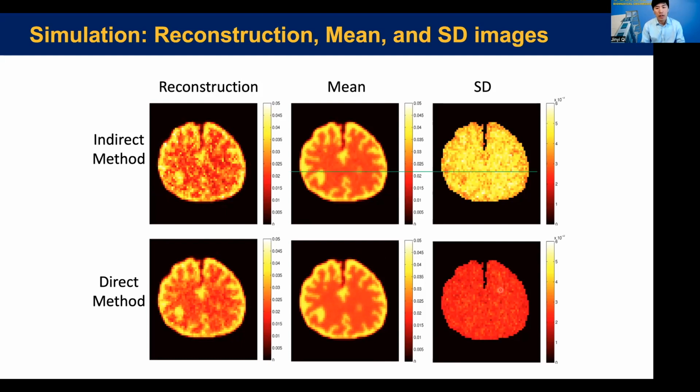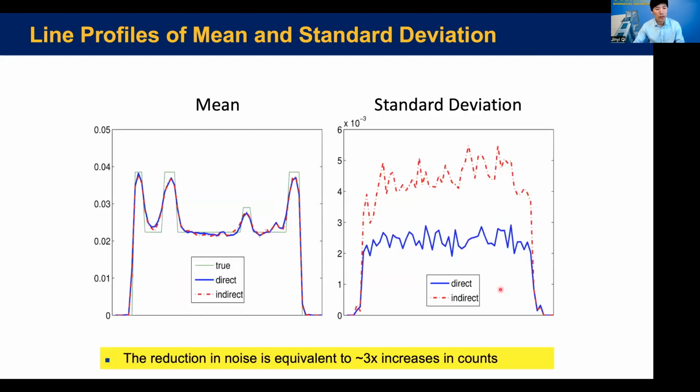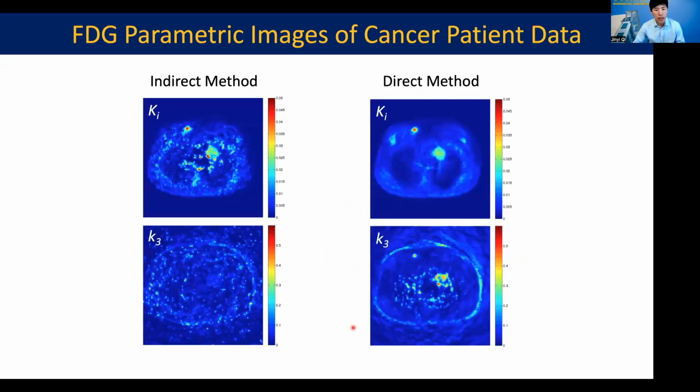And we can generate a plot profile. So here again, to demonstrate the resolution, the mean images look very similar. So it has the same resolution, but the noise in the direct reconstruction is almost 2 times lower than in the indirect case. And this reduction in noise is equivalent to at least a 3 times increase in count. So we just use the algorithm to get an equivalent increase in count without any additional cost or patient discomfort. And this can also be applied to patient data.